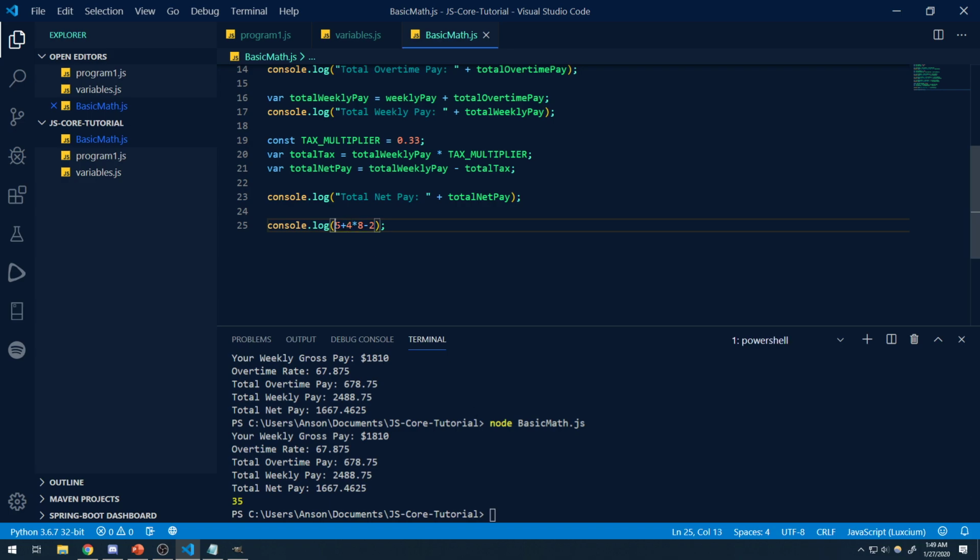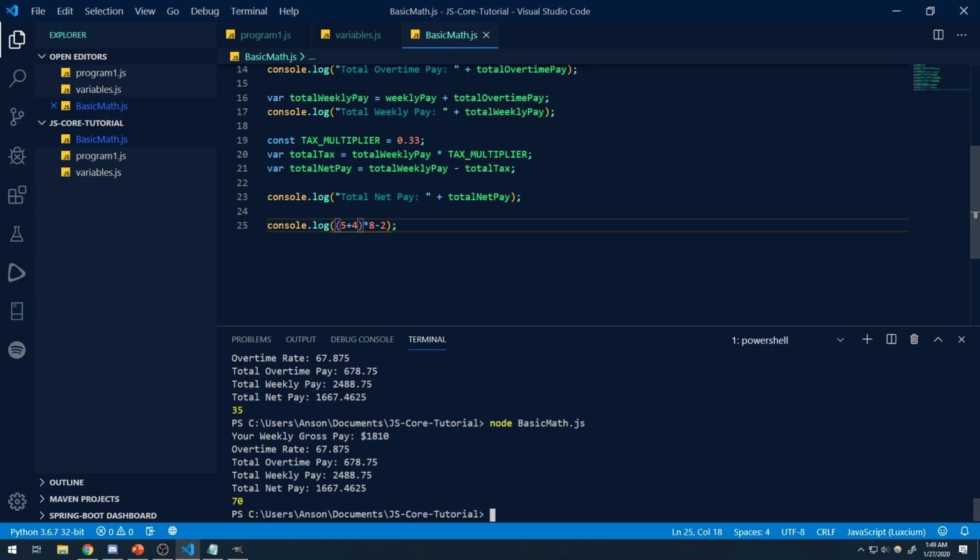However, let's say I want to put some parentheses over here, right? 5 plus 4 times 8 minus 2, order of operations. 5 plus 4 is 9. 9 times 8 is 72. 72 minus 2 is 70. So the answer of that should be 70. Math checks out. Perfect. Cool. Just wanted to simply mention that.